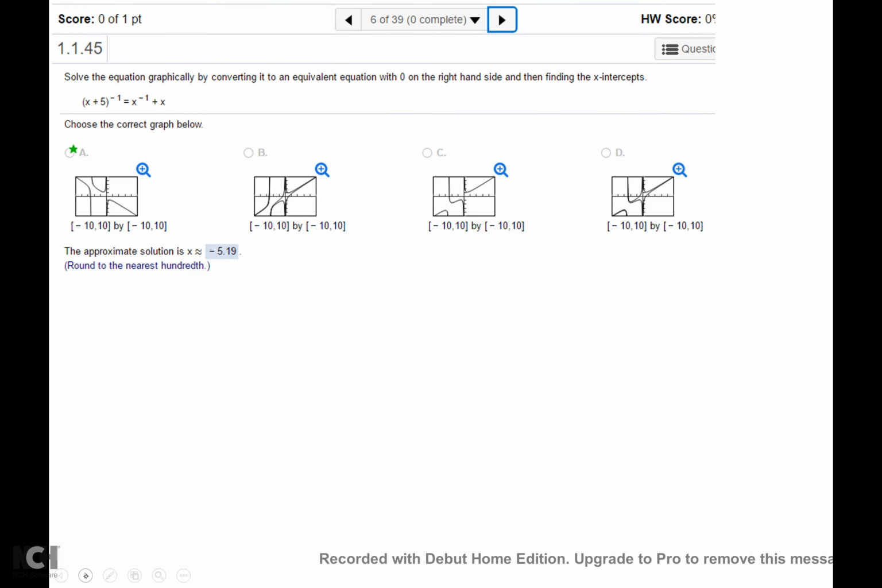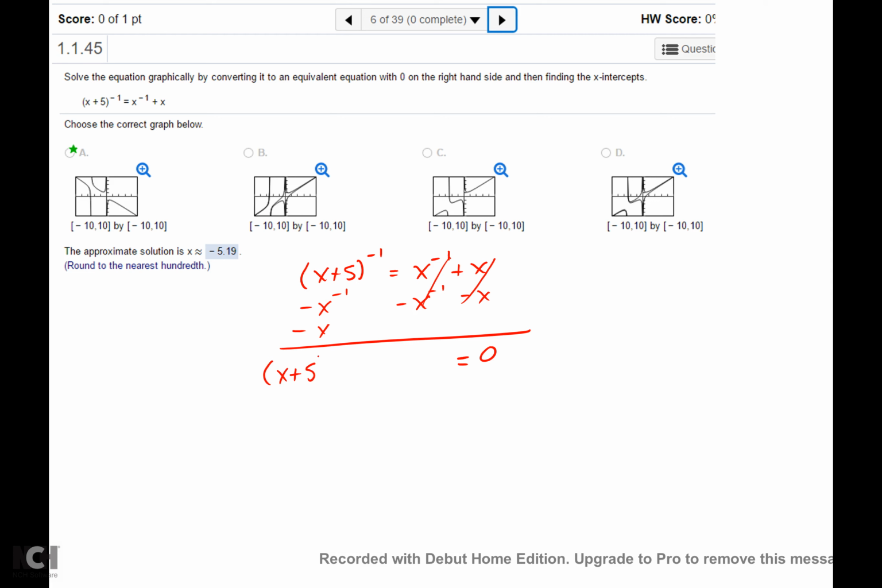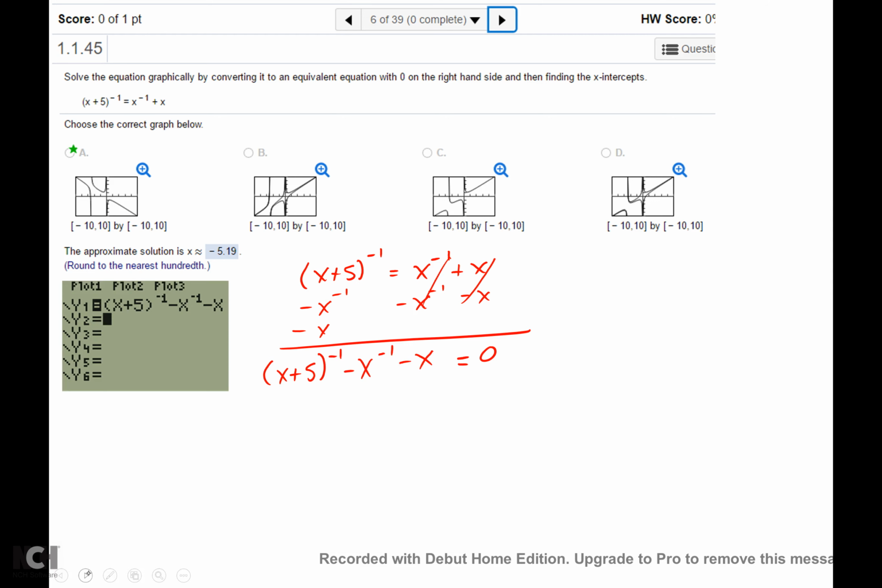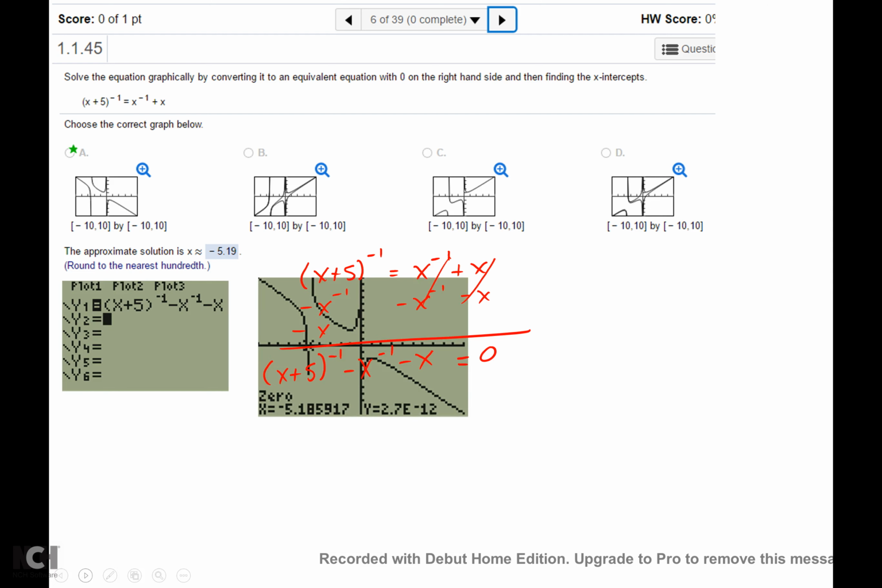Alright, so it says solve this equation graphically by converting it to an equivalent equation with 0 on the right-hand side, and then finding the x-intercepts. So if I have x plus 5 to the negative first equals x to the negative first plus x, I'm going to move this over, so I'm going to minus x to the negative first, and I'm going to minus x. Again, that gives me my 0 over here. Nothing is like terms, so I drop everything. X plus 5 to the negative first, minus x to the negative first, minus x. And if I type that in and hit graph, that's right over everything I wrote, sorry about that. Alright, if I calculate this 0, I get approximately negative 5.185917, which is going to be negative 5.19.